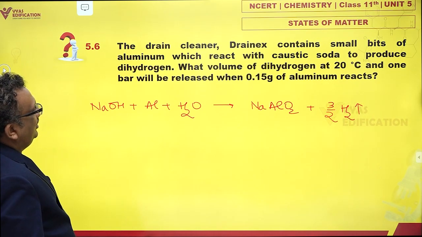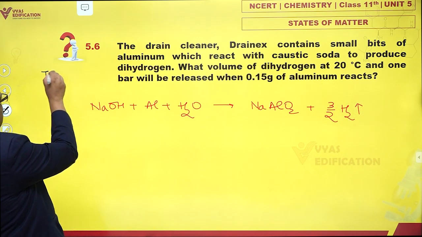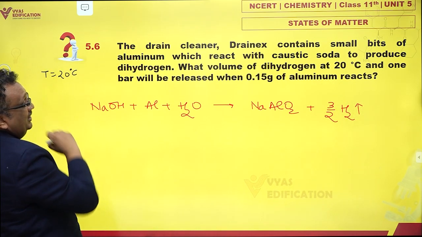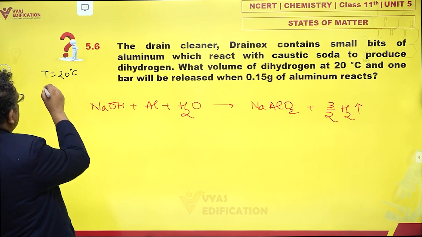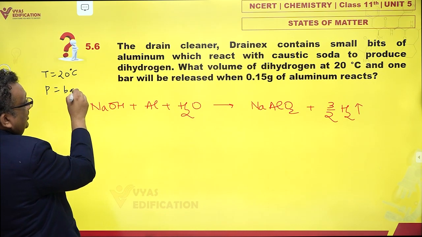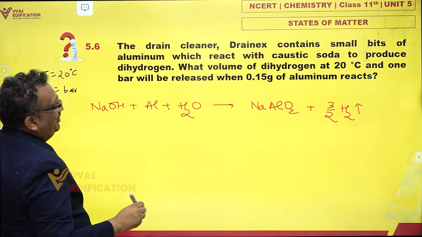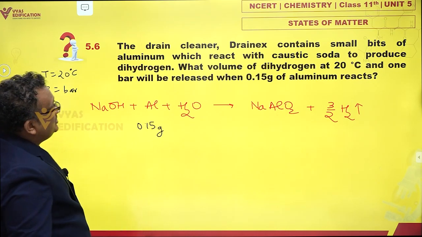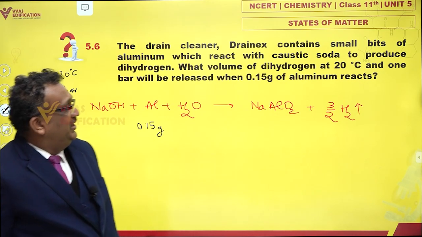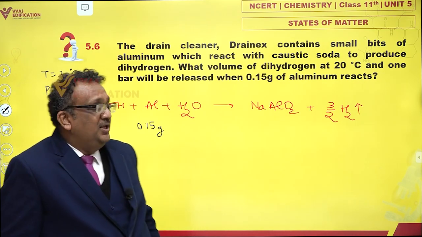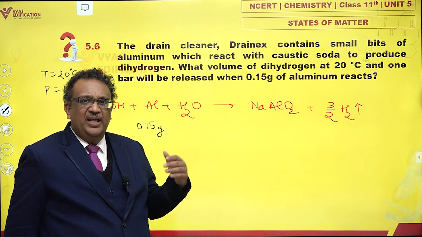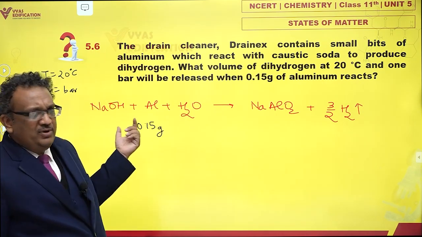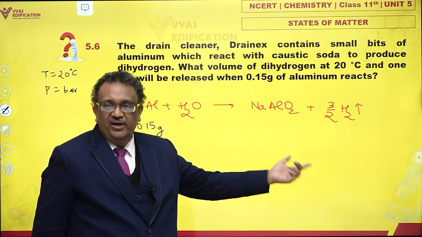I am given temperature is 20 degrees Celsius. That is fine. And pressure is 1 bar, which is also superb. And I have 0.15 grams of aluminium reacts. NaOH has not been given. Caustic soda is NaOH. Since nothing has been given, I assume that I have enough H2O and I have enough NaOH. How many moles of hydrogen will I get?